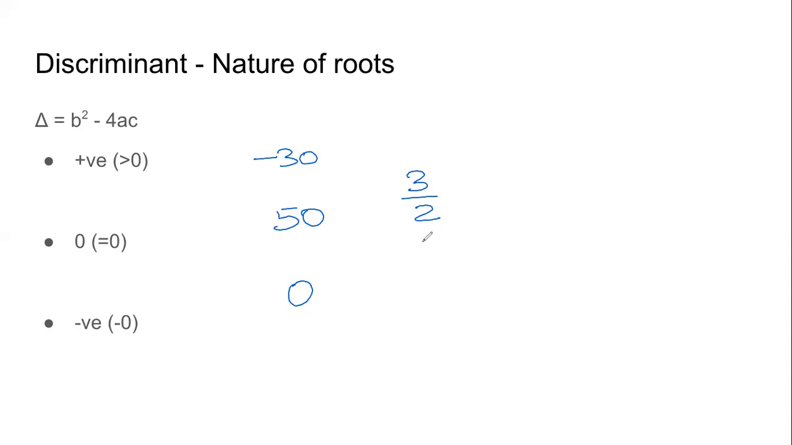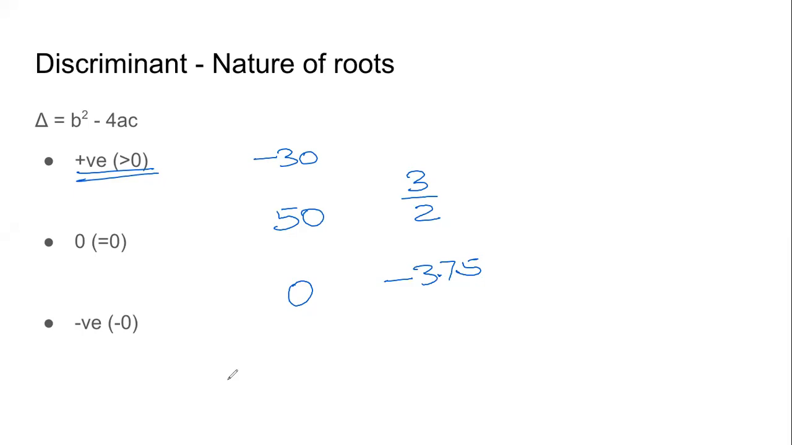Very good, Chan. This is also a positive number. So, real and distinct roots. Another question. What will happen if the discriminant comes out to be minus 3.75? Minus 3.75.